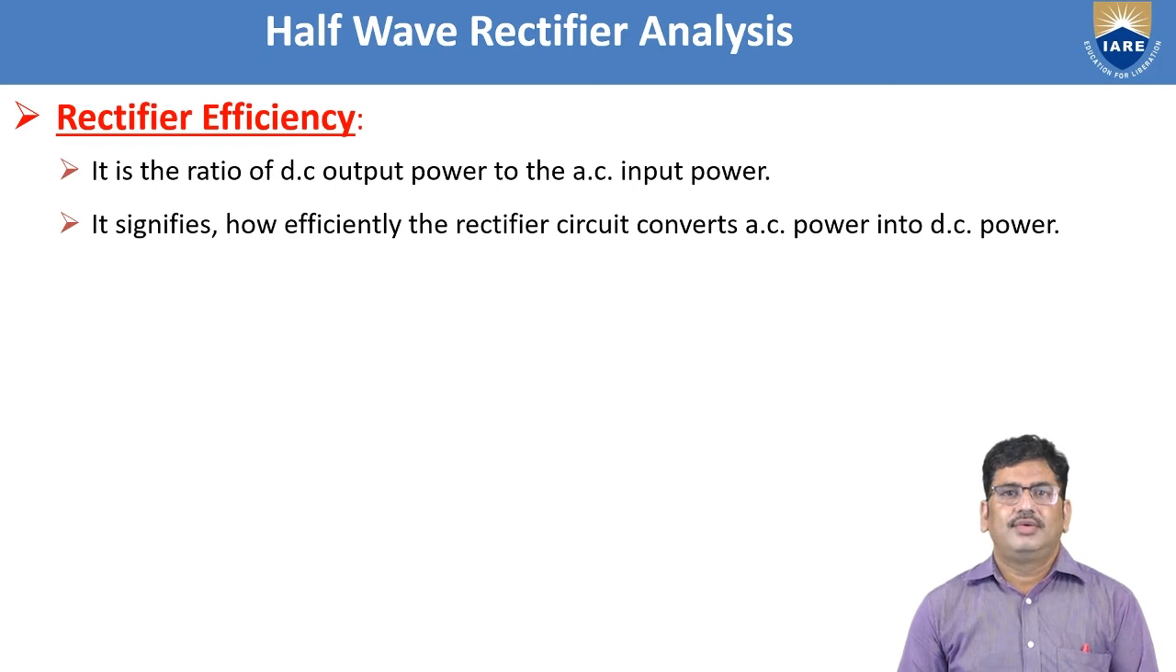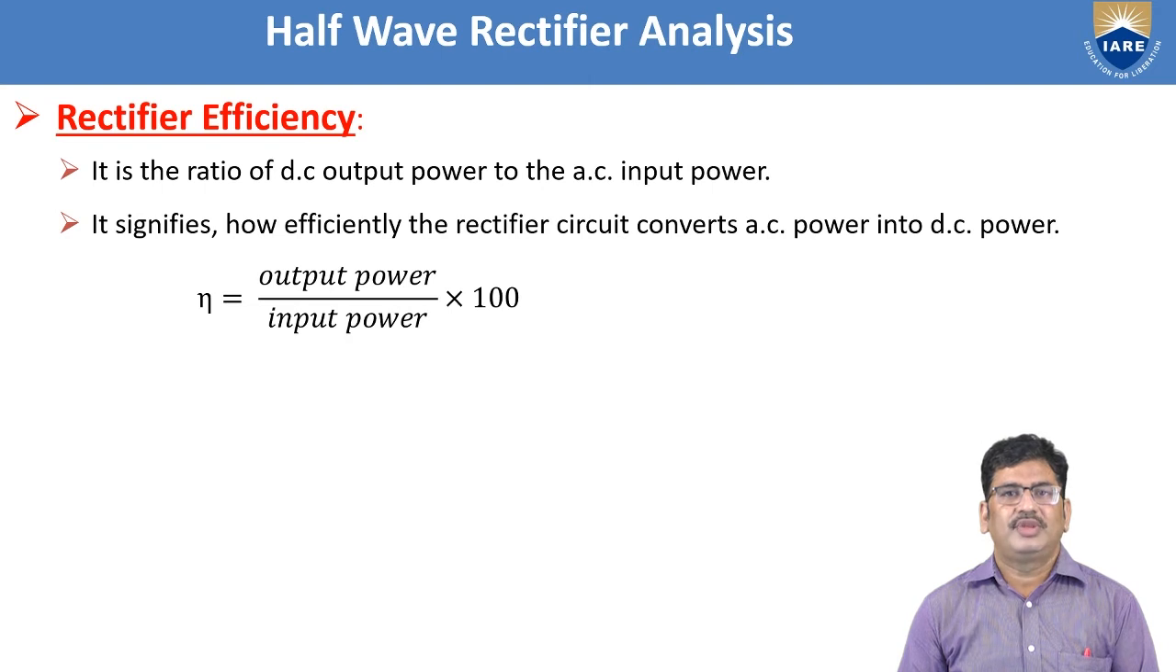The next parameter for rectifier analysis is rectifier efficiency. It is the ratio of DC output delivered to the load to the AC input power. It signifies how efficiently the rectifier circuit converts AC power into DC power. The efficiency is given as output power divided by input power, multiplied by 100 for percentage calculation.